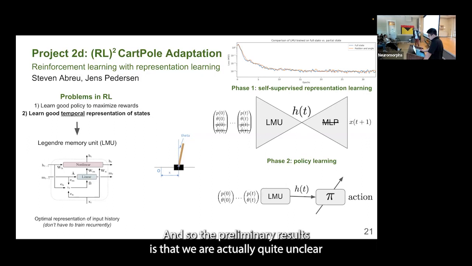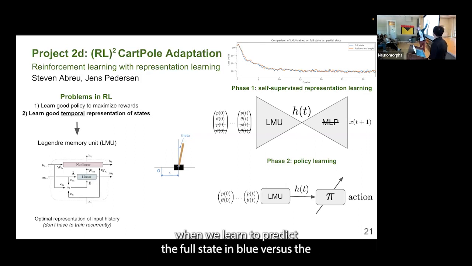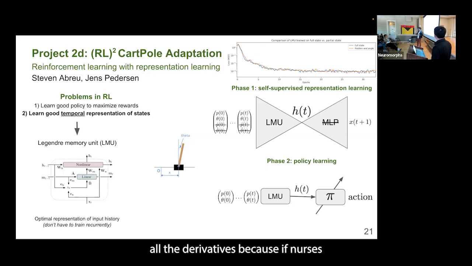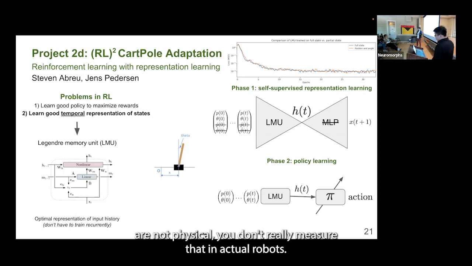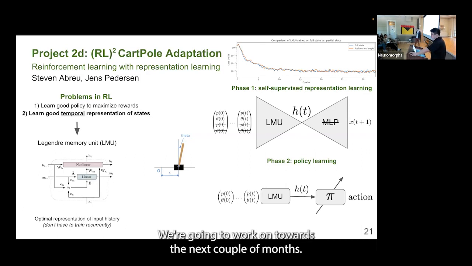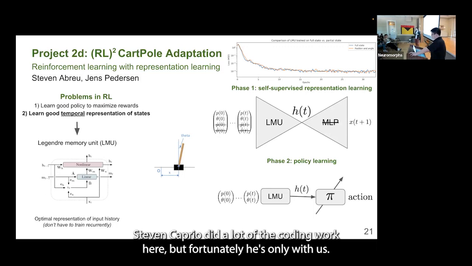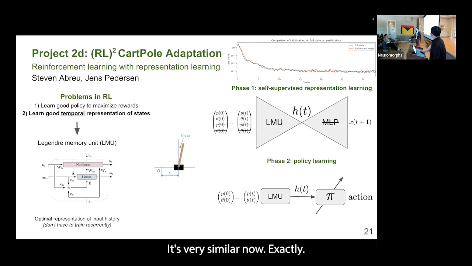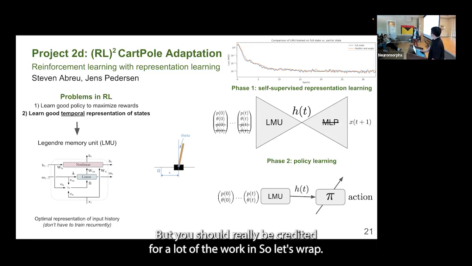And so the preliminary results are that we are actually quite on par when we learn to predict the full state in blue versus the partial state in orange, where we remove all the derivatives, because the derivatives are not physical. You don't really measure that in actual robots, but that's exactly what we get when we use the temporal memory recurrence. So that's pretty much what we have now. We have preliminary results on the reinforcement learning setup, but that's what we're going to work on over the next couple of months. Stephen Abreu did a lot of the coding work here. Unfortunately, he's only with us in spirit and on Zoom right now because he has to leave, but he should really be credited for a lot of the work here.